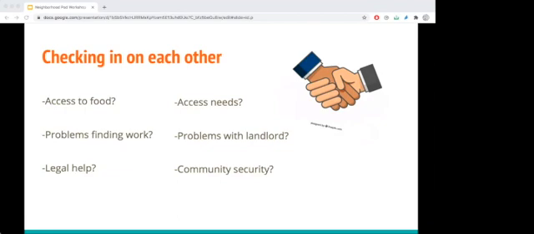Problems finding work. Does your neighbor have problems finding work or sustaining themselves? You could help them understand and sign up for unemployment benefits, connect them with mutual aid funds that you know of, or connect them to work that you are aware of. So that one's pretty self-explanatory.